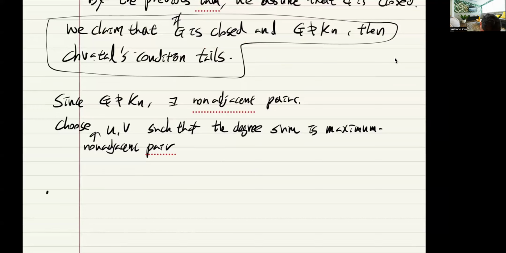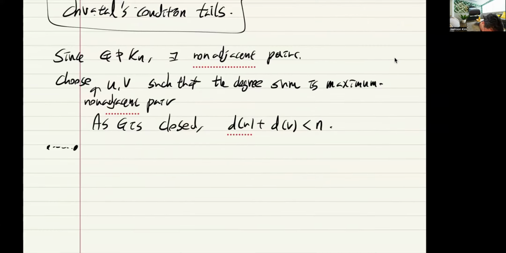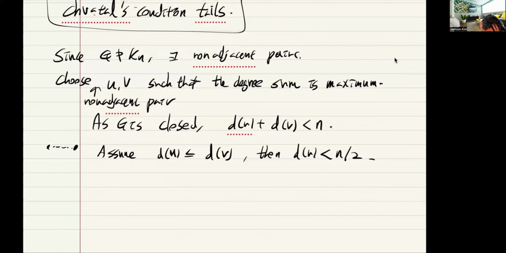So you have u and v, whose degree sum is maximum, and there is no edge between them. As G is closed, the degree of u plus the degree of v is smaller than n. Otherwise, we would have added the edge. Assume one of them has a smaller degree. U has smaller or equal degree, then d(u) is smaller than n over 2. And we will show that the Chvátal condition fails for this i, which is the degree of u.